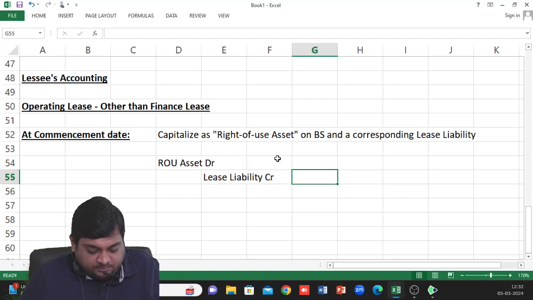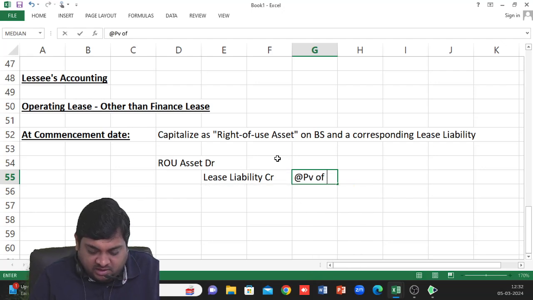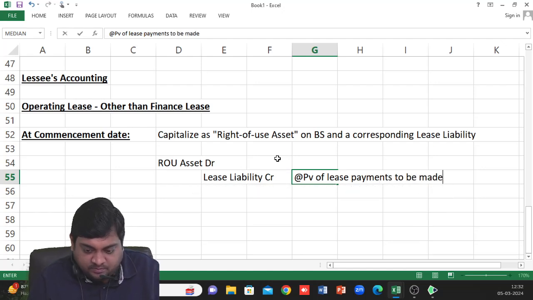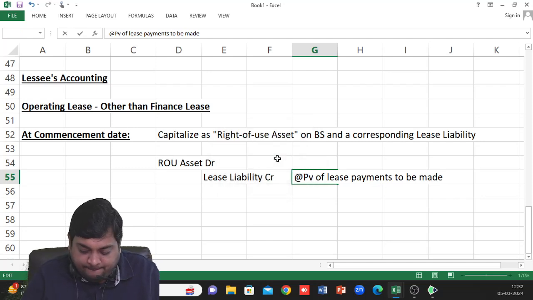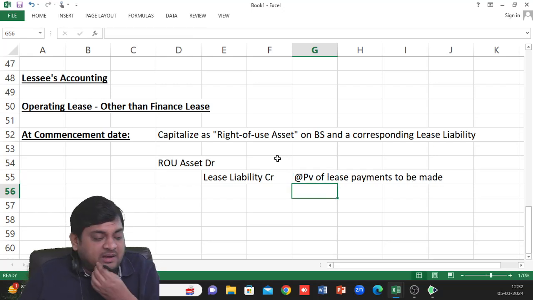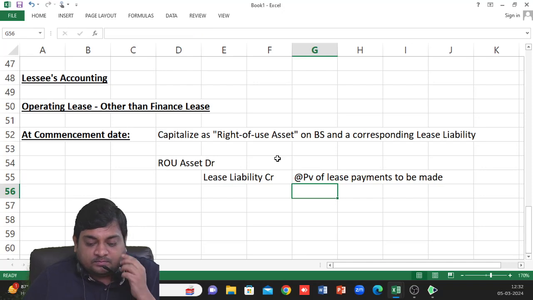So this is at the rate of PV of lease payments to be made, right?